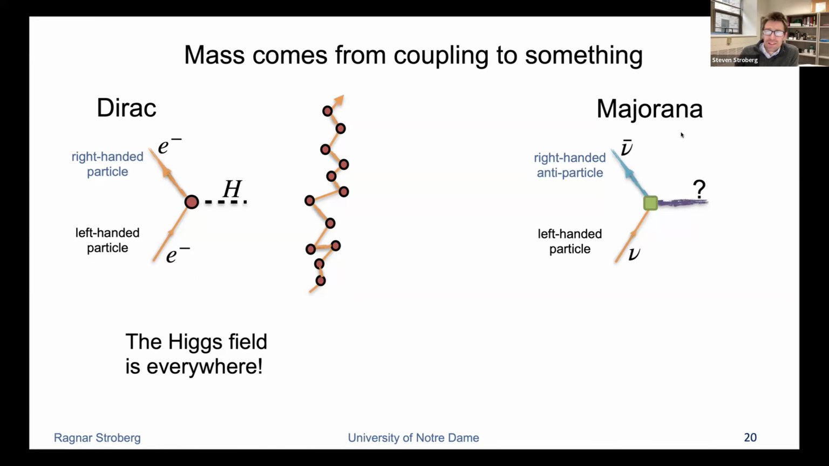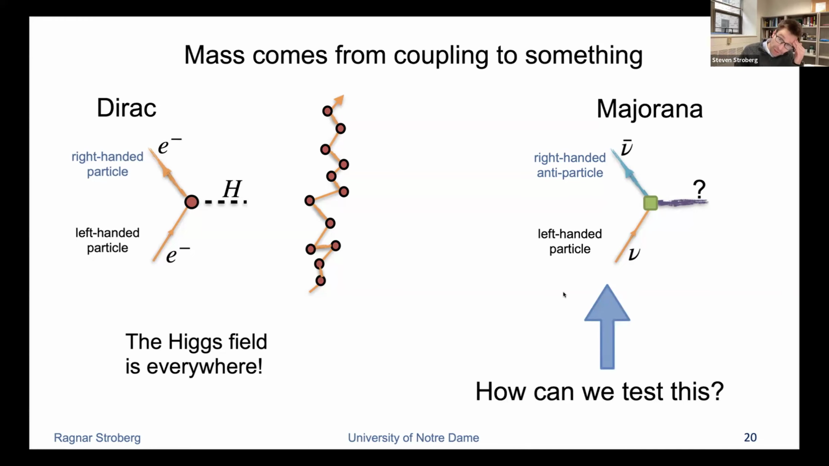And that's the Dirac mass picture. For a Majorana mass, you can do this, but now you turn a left-handed particle into a right-handed particle by coupling to something. We don't need to really specify it just yet, but it should turn that particle into an antiparticle.